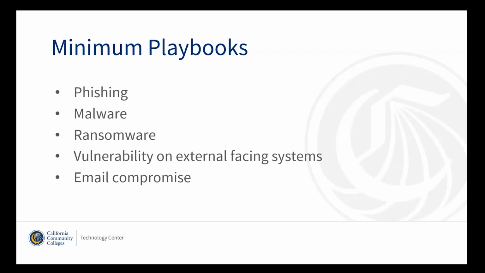These, as I touched on previously, minimum playbooks: phishing, malware, ransomware, vulnerability on external facing systems, email compromise. So these are good minimum playbooks to have, well fleshed out for your organization, very specific to your systems. It'd be very, very helpful and useful when a real incident occurs.